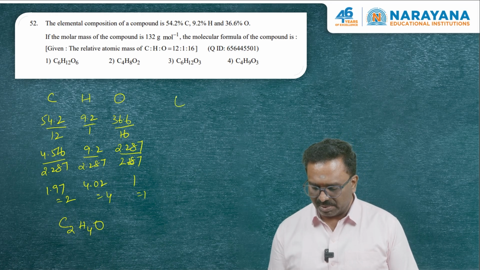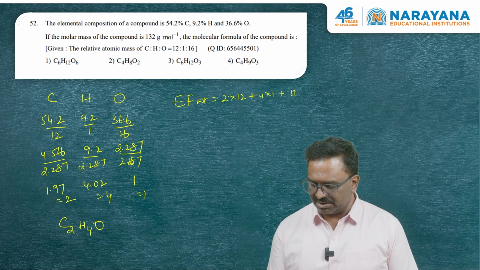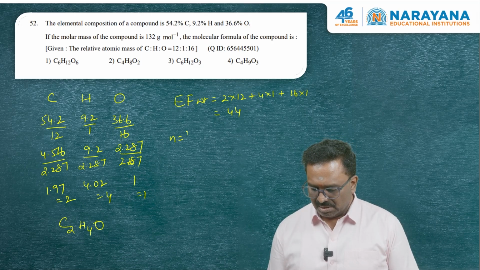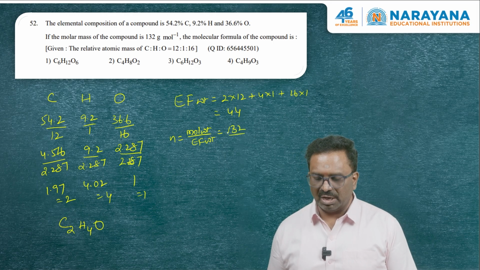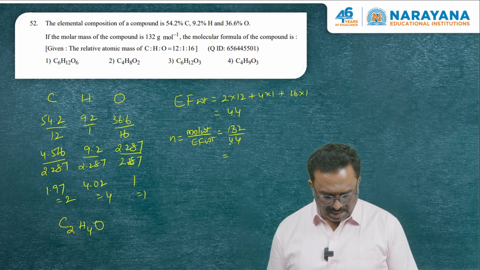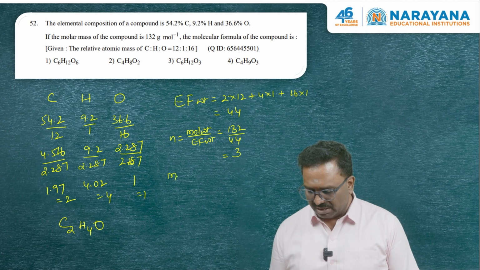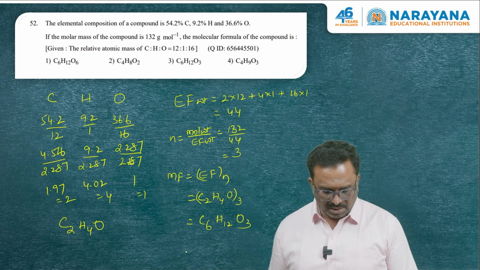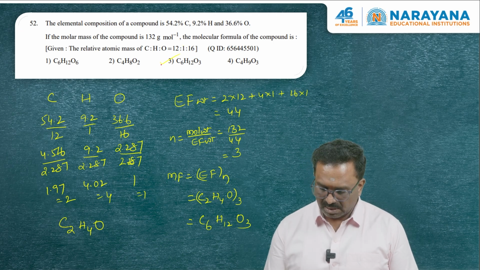From this empirical formula, we can proceed to the empirical formula weight. This is 2 into 12, 4 into 1, and 16 into 1. The empirical formula weight is 44. To get the molecular formula, n is the molecular weight of the compound divided by the empirical formula weight. It was given that 132 is the molecular weight of the compound, divided by 44, so n is 3. The molecular formula is the empirical formula n times, that is C2H4O times 3, which is C6H12O3. So C6H12O3 is the third option.